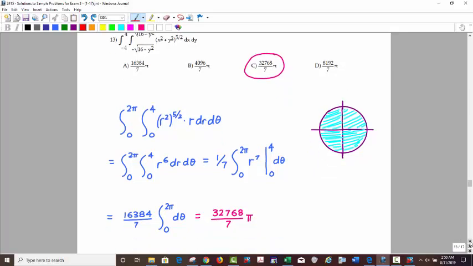And we integrate r to the 6th with respect to r. That will be 1/7 r to the 7th. Put in 4, put in 0, so that's where the large number is coming in, because 4 to the 7th power equals 16384 over 7, 0 to 2 pi. Just brings us the 2 pi in there, so it just doubles the numerator. So it makes it 32,768 over 7 pi.